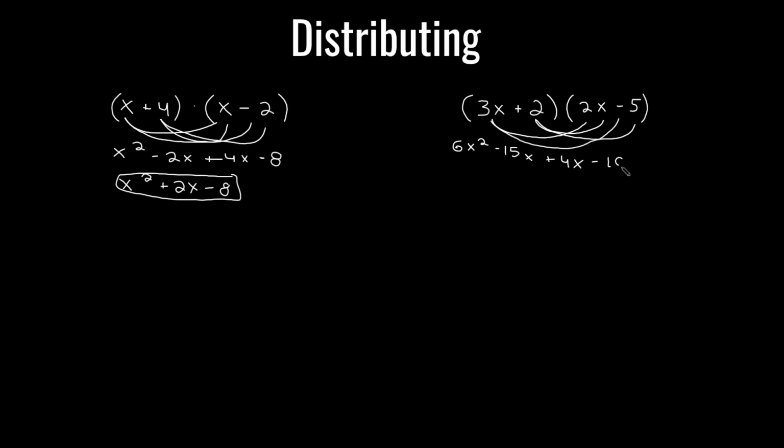So we'll write everything out and then combine our like terms. Our 6x squared stays the same. Our negative 15x and 4x are added together to get negative 11x, and our negative 10 stays the same.